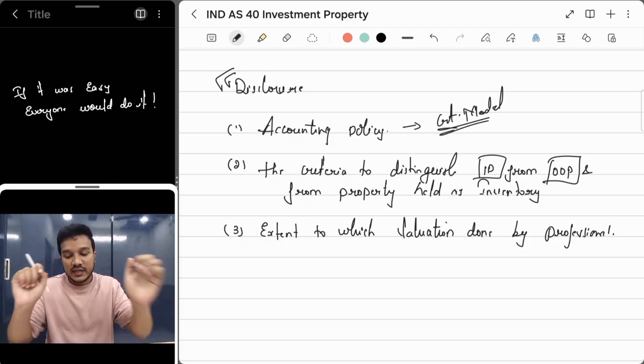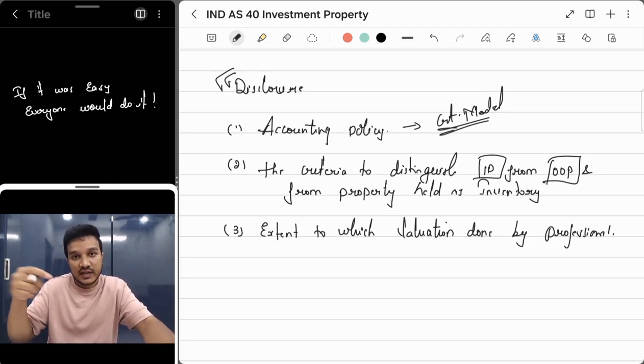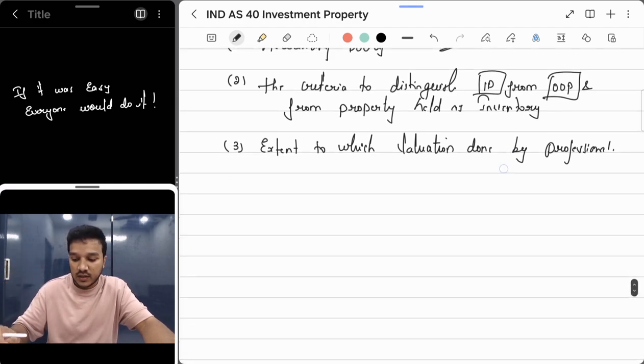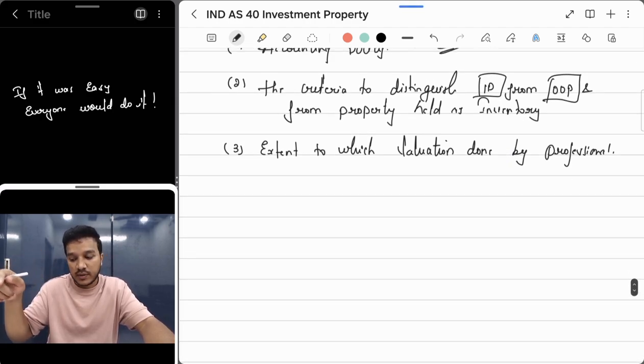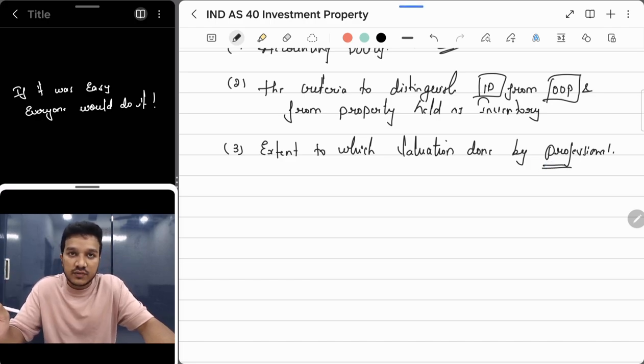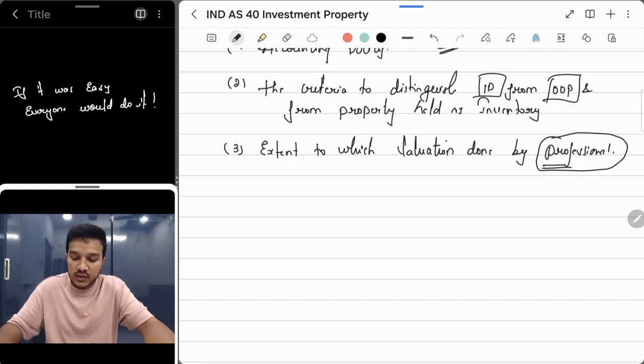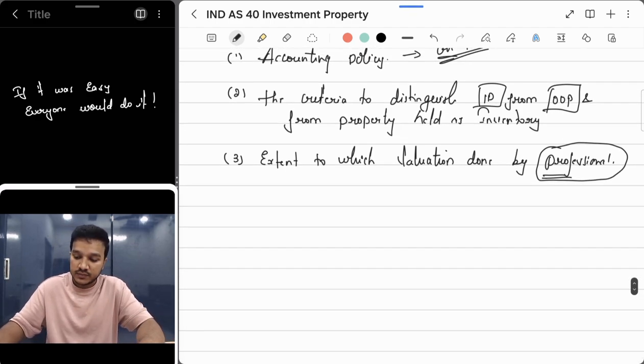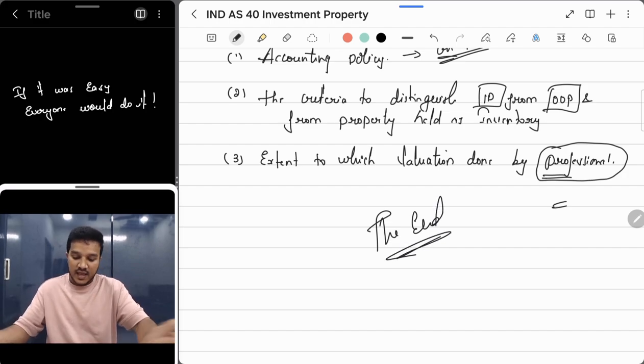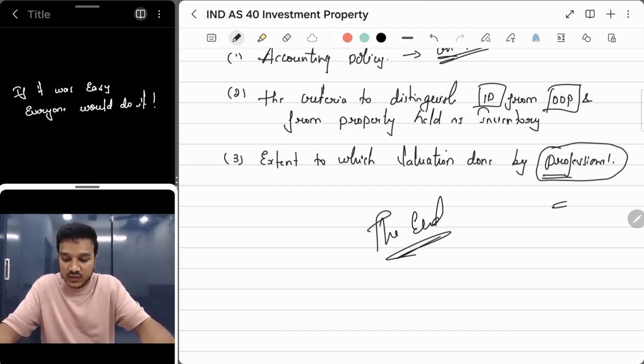You have to give the details कि because of which we are treating this as investment property, or because of which we are treating this as owner occupied property. And then जब fair value determine करते हैं ना, तो you will have to see to what extent fair value is determined by a professional, वो भी देना पड़ता कि प्रोफेशनल से करे या नॉन प्रोफेशनल से करे. अगर प्रोफेशनल से करे तो कितना एक्सटेंट तक प्रोफेशनल का है, प्रोफेशनल डिटरमाइन करा. ओके, the end.